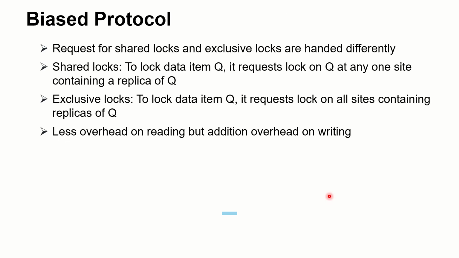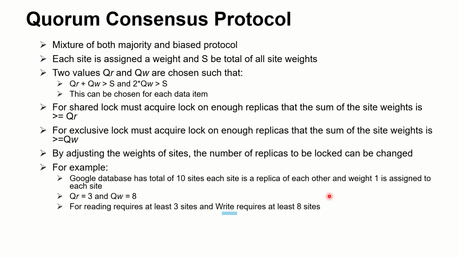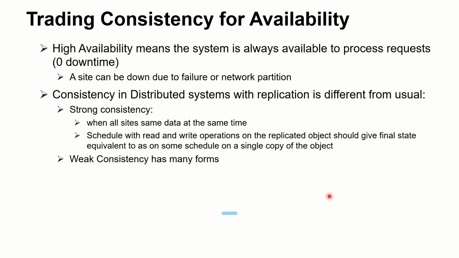So these were all the majority protocol, biased protocol, and quorum consensus protocol. Now comes the trading consistency for availability. So first understand what do you mean by high availability? In this, first we need to understand two terms, what is availability and what is consistency.